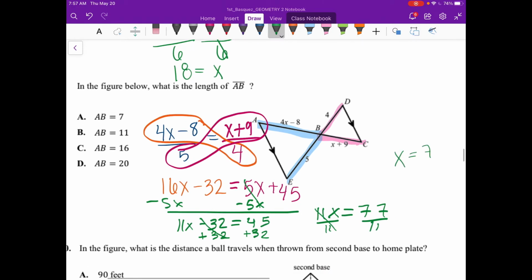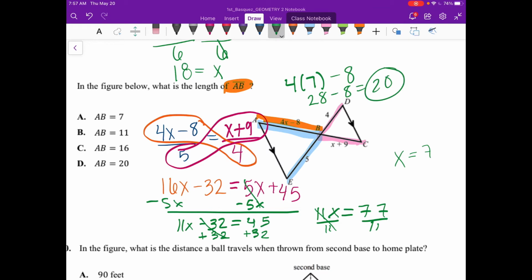Now, paying attention to what I'm actually looking for, I'm looking for the length of AB. So I'm going to go back and substitute for my AB value. So I'm replacing the x with the 7 and then subtracting the 8. 4 times 7 is 28. Minus 8 gives me 20. And that's why my answer for this one comes out to be D.